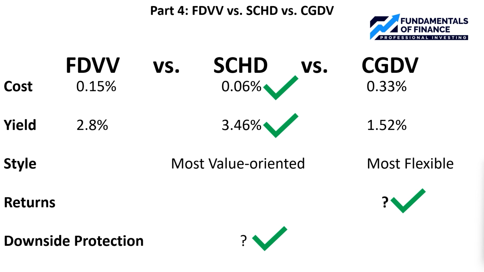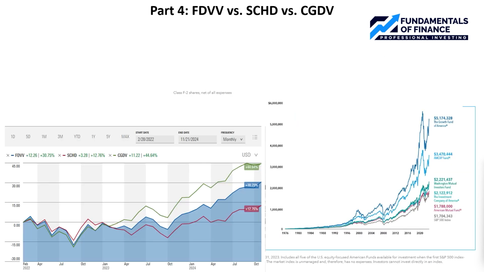For returns, obviously these are not guaranteed, but for the time that they've been around, at least, CGDV has significantly outpaced FDVV, even without a 7% position in NVIDIA. The gap between CGDV and SCHD has been even wider. I also have confidence in its long run potential given how well the similar Capital Group mutual funds have done over the last 50 years.